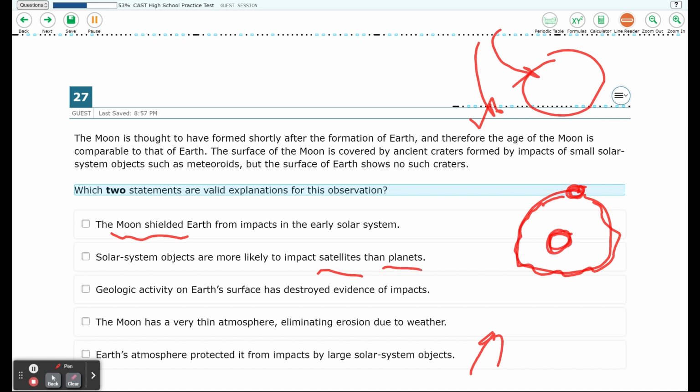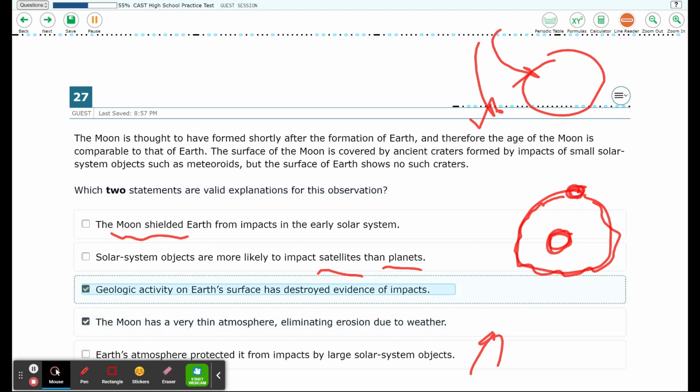Geologic activity on Earth's surface has destroyed evidence of impact. Yes, plate tectonics, definitely land gets destroyed as it gets submerged under other land. And so that is definitely a reason why evidence of impacts would be diminished. Also, the formation of mountains would rise the land up and crunch it together, and you would no longer see a crater. So that is a good one. I like that. So let's go ahead and click that one.